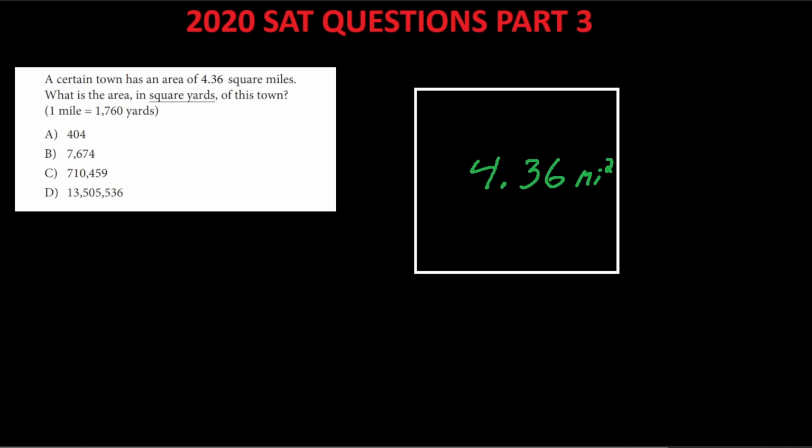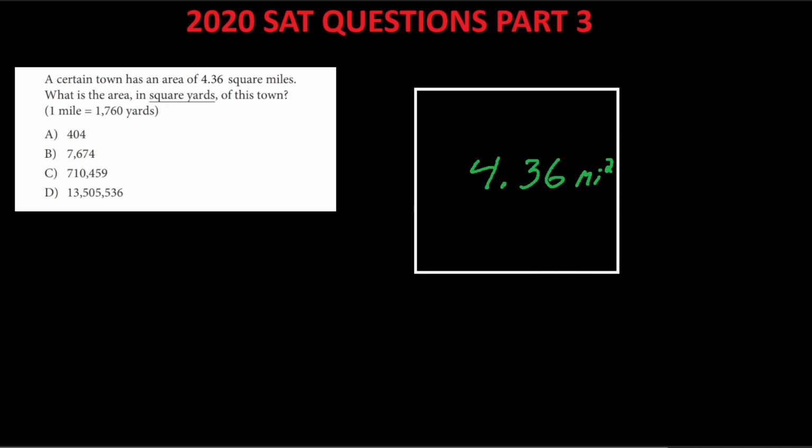So we have a certain town has an area of 4.36 square miles. What is that area in square yards of this town? So 1 mile is 1,760 yards, but I can't just multiply 4.36 times 1,760. I have to find out what each side is.